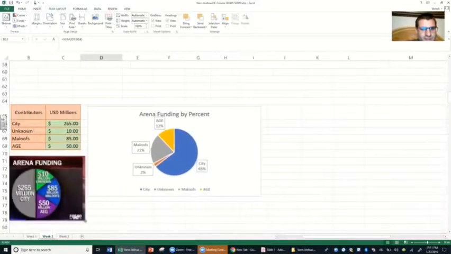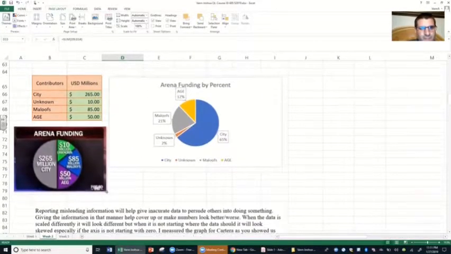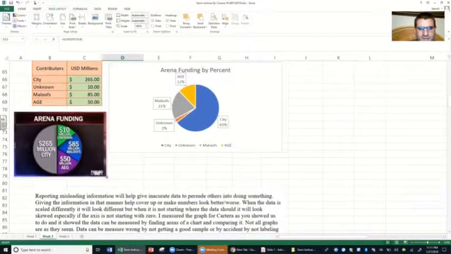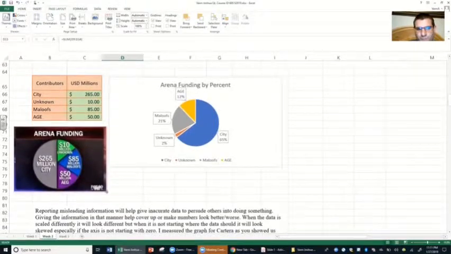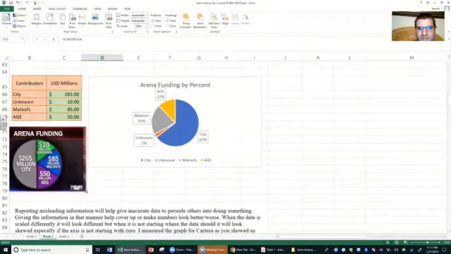Then we looked at the contributors for an arena funding, and we had a diagram that showed how much it was in $1,000,000, and then we put that in a percentage. And if you can see the difference between the percentage and the actual funds, it shows a drastic difference in what was actually paid.